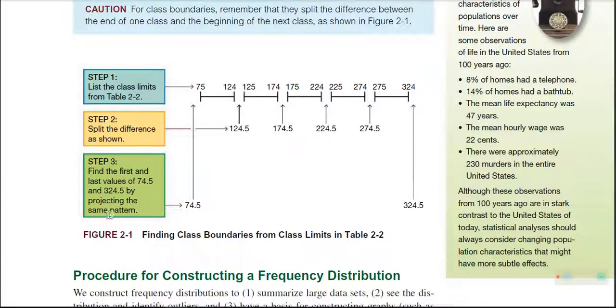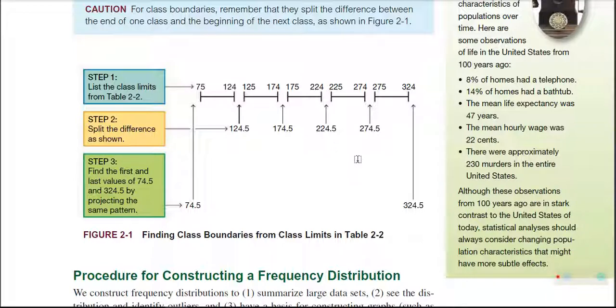Ayan, ito yung figure natin for finding class boundaries from class limits. So if you still remember, from our table, ang first class natin ay 75 to 124. So step 1, list the class limits from table 2-2. So unang interval, unang class, we have 75 to 124. Pangalawang class, 125 to 174. Pangatlong class, 175 to 224, and so on until we reach 324.